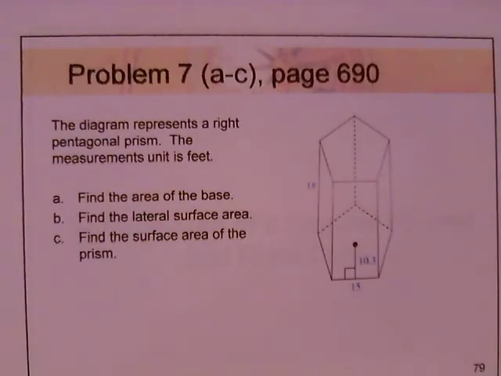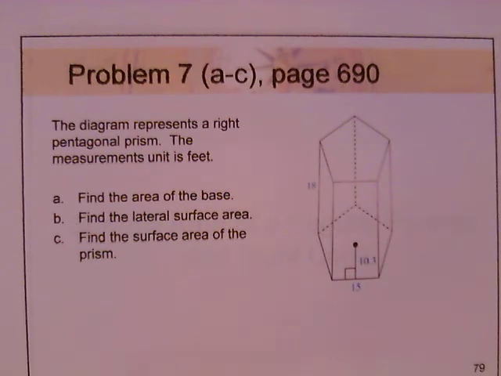Take a look at problem number 7 on page 690. We're going to do that one. The diagram represents a right pentagonal prism. The measurement unit is feet. In part A, we're going to find the area of the base. In part B, we're going to find the lateral surface area. And in part C, find the surface area of the prism.